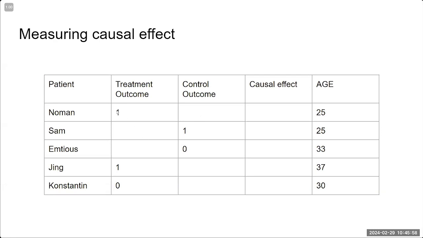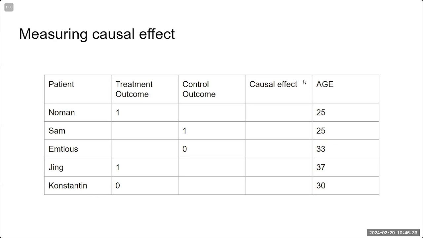So you can see that in the treatment group, after giving the vaccine, Noman is treated, Zing is treated, but Konstantin is not treated. And in the control group, Sam is treated without giving any vaccine, and MCS is not treated without giving a vaccine. So those are the situations in the table. And you can see that here is a column for age. That is our confounder in this case.